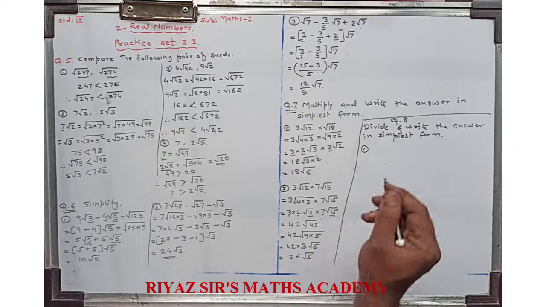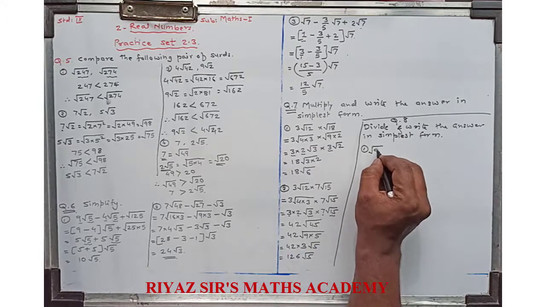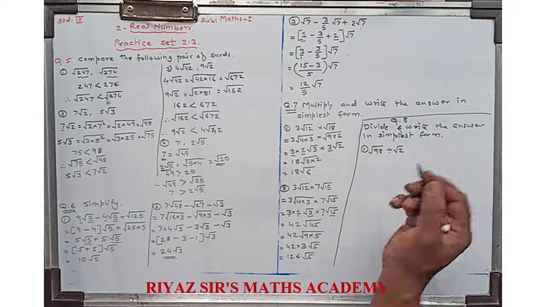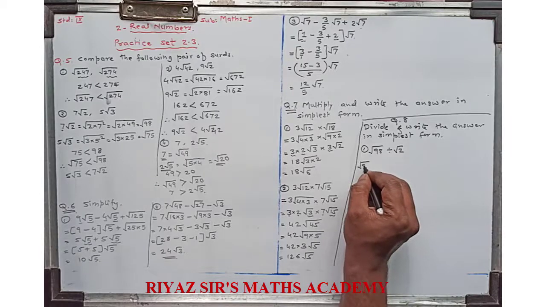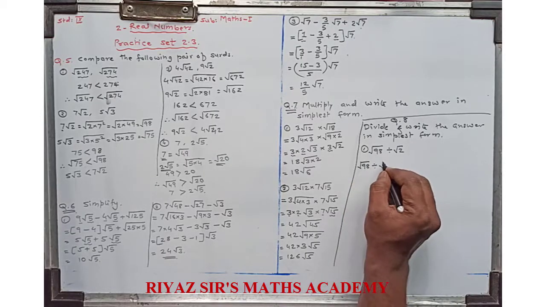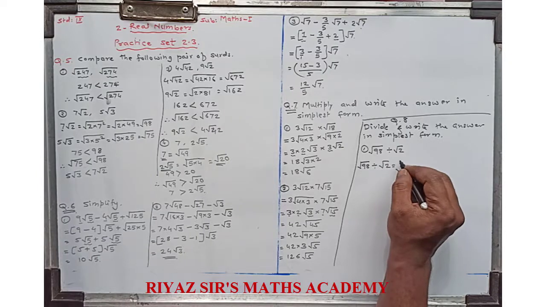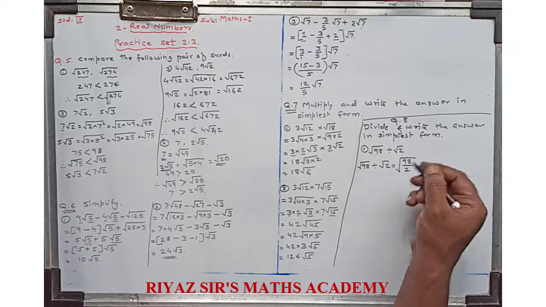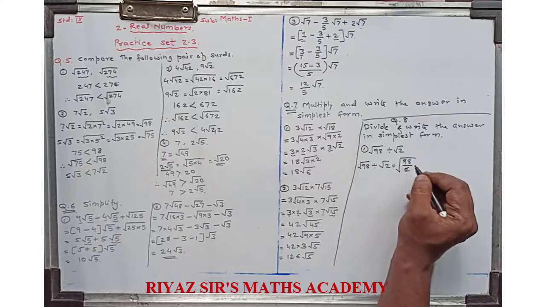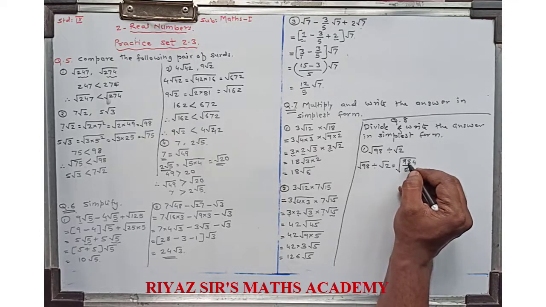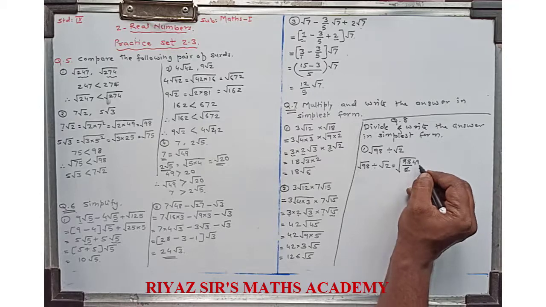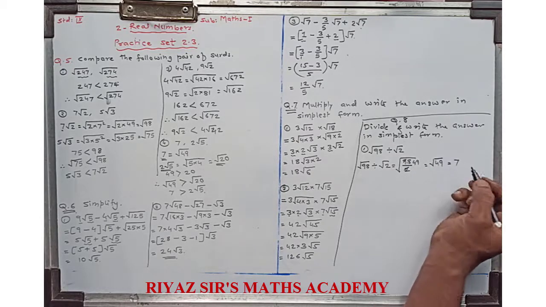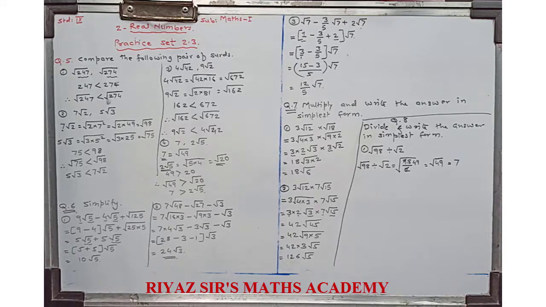Now, the first example is root 98 divided by root 2. So root 98 divided by root 2 we can write as square root of 98 divided by 2. Just simplify this. 2 ones are 2, 2 fours are 8, 1 is left, 2 nines are 18. That is equal to square root of 49, and square root of 49 is nothing but 7. That is the answer.